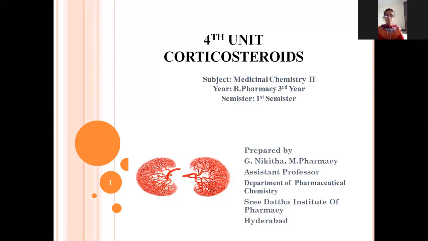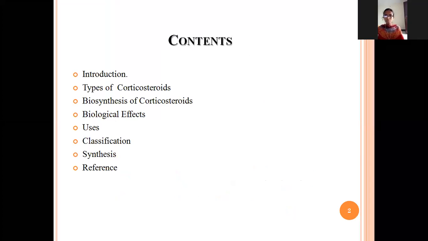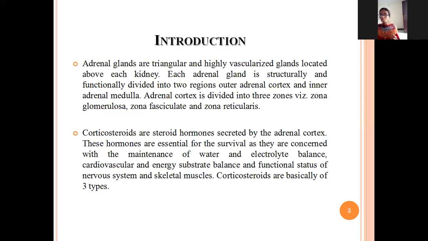I will deal with the Medicinal Chemistry 2 subject for B Pharmacy third year's first semester. So today we are going to discuss the corticosteroids topic. It is the fourth unit. In this we will discuss the introduction, types of corticosteroids, biosynthesis of corticosteroids, its biological effects, uses, classification, and synthesis.